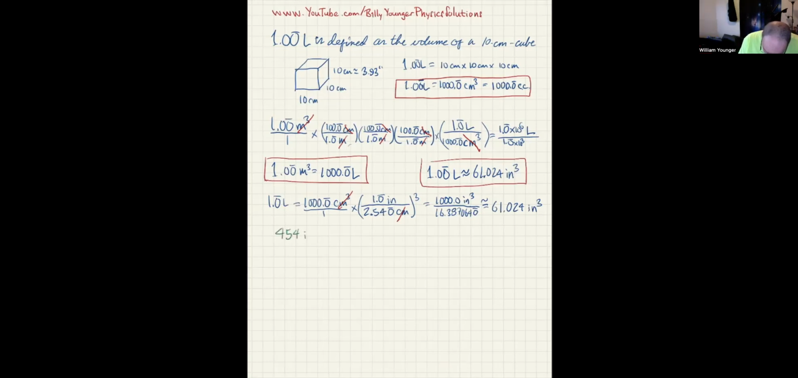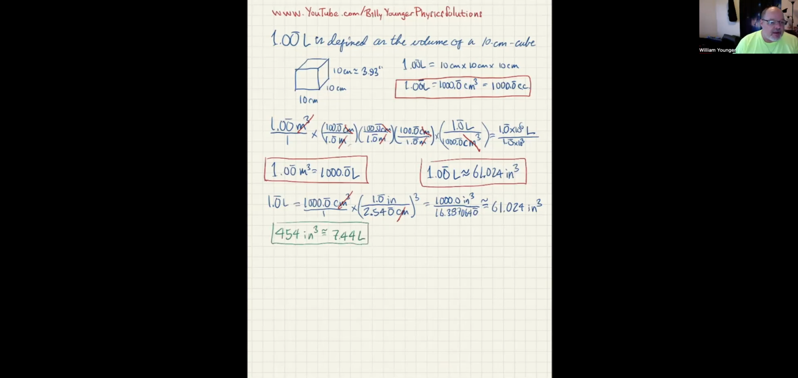454 cubic inches is approximately equal to 7.44 liters. So that's a whole different thing that'll help you. But anyways, it's just a nice little thing. You can always do that.